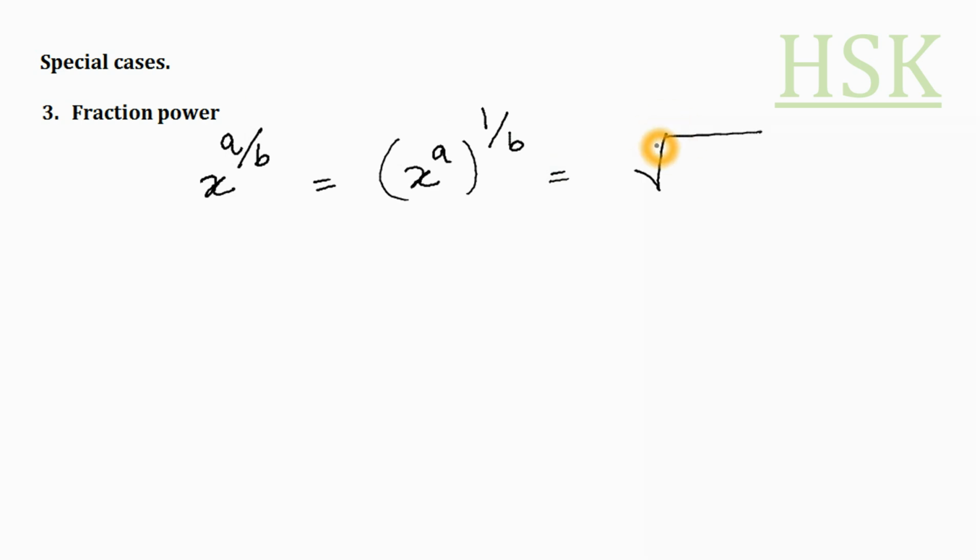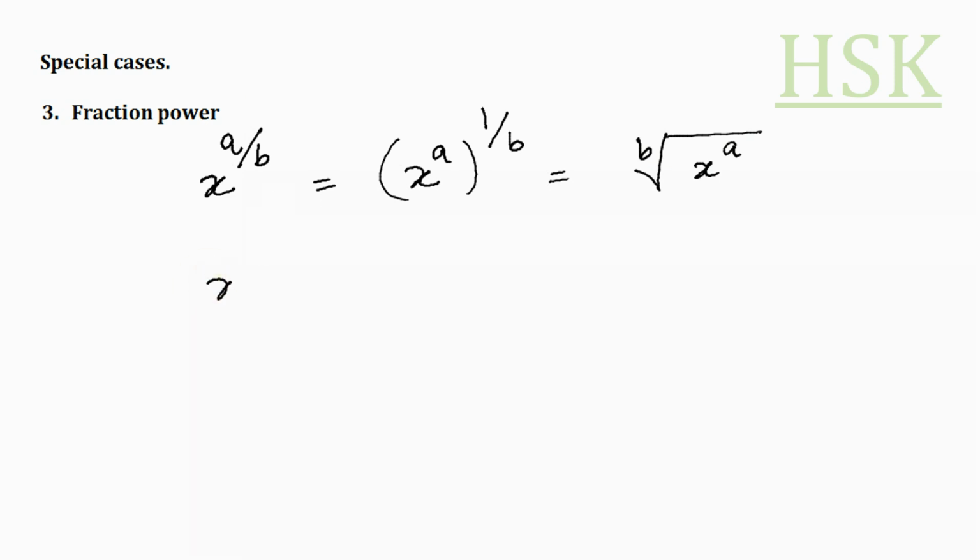The next case regarding the laws of indices about the fractional power is this: if I have x raised to the power of a upon b, then this can be written as x to the power of a whole to the power of 1 upon b. And this can also be written as the bth root of x to the power of a.